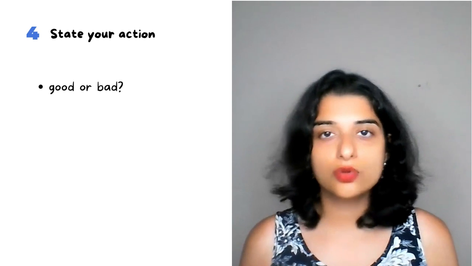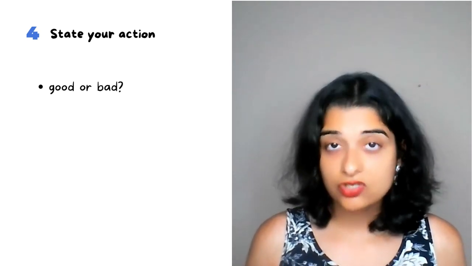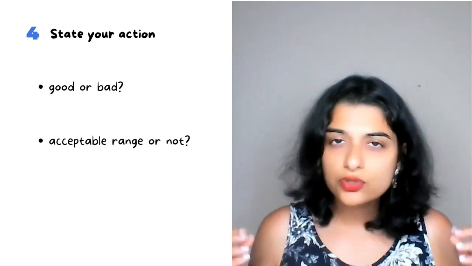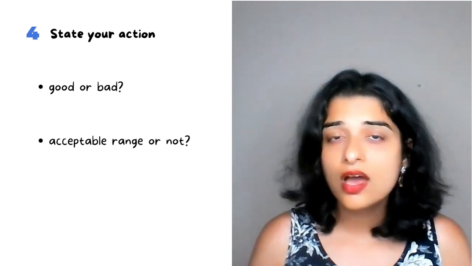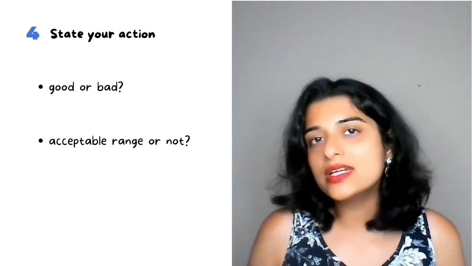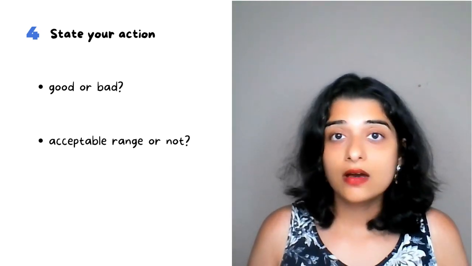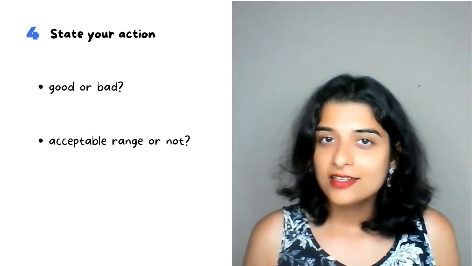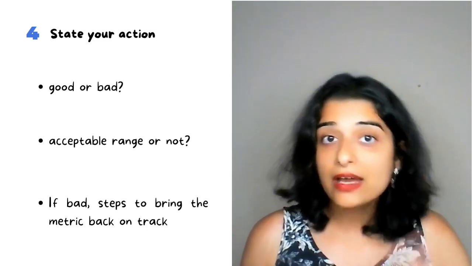Once you know if the change is good or bad, think about what is the acceptable range for this change, and is the change in that range or not. If you don't have enough data to say what's the acceptable range, talk about what are the experiments that you will run, what data you will gather, and what your decision tree may look like. And lastly, talk about what are the steps that you will take to bring the metric back on track if it's a bad change.